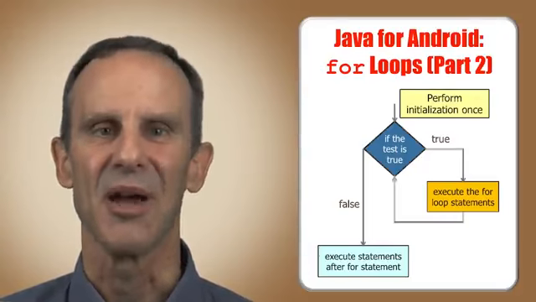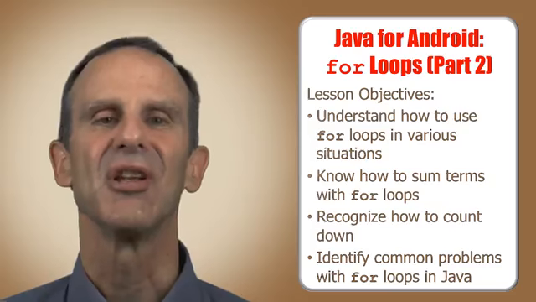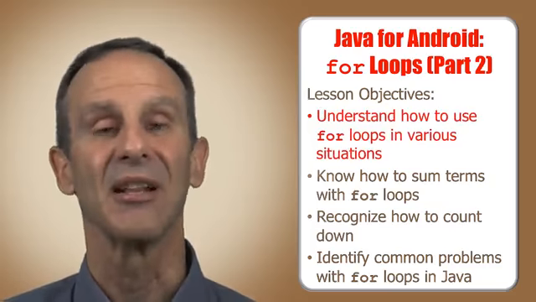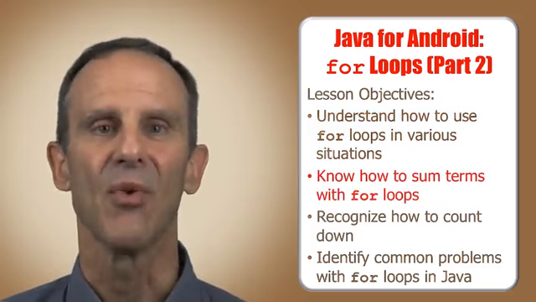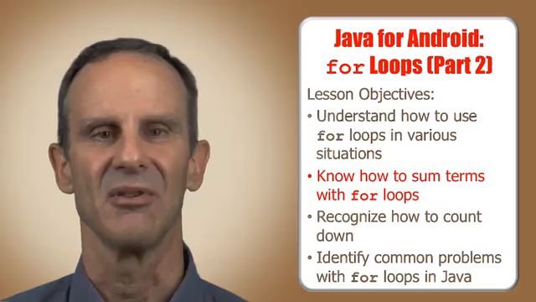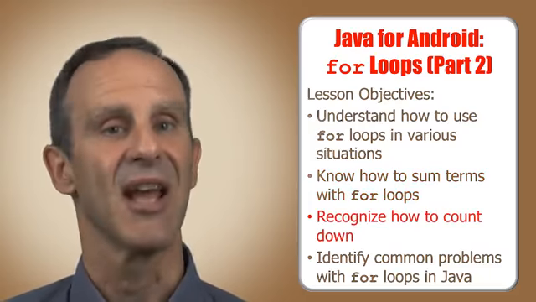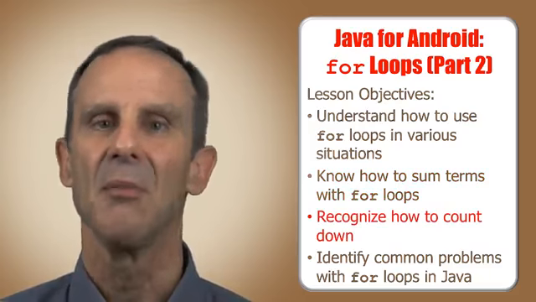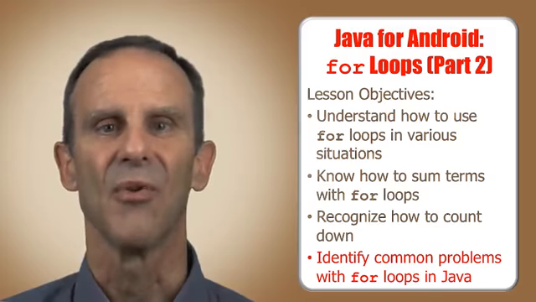This lesson explored various ways to use for loops to write better Java programs. Now that you've completed this lesson, you should understand how to use for loops correctly in a wider variety of situations. You should also know how to use for loops to sum terms in a series. Moreover, you should recognize how to make for loops count down rather than count up, and be able to identify some common problems that can occur when you use for loops in Java.